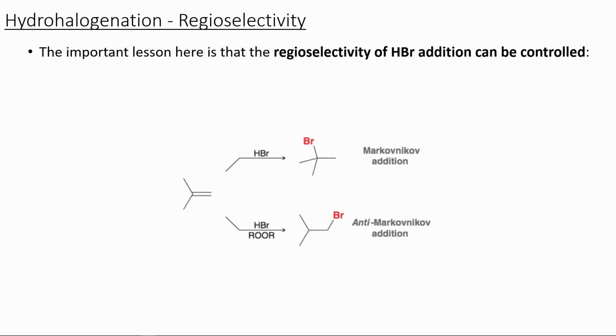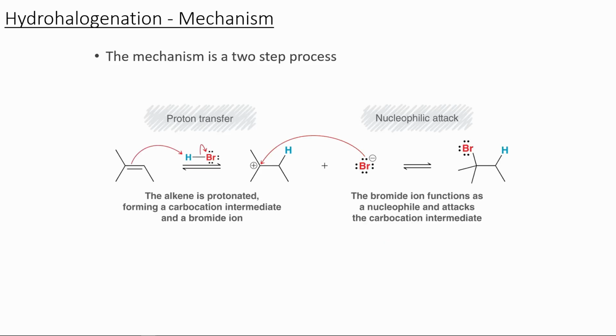But for now, if you have a double bond, we can do an addition reaction of a hydrogen attached to a halogen in the presence of just the hydrogen and the halogen. We're going to get Markovnikov addition, where the halogen attaches to the more substituted carbon. If peroxide is added, then we're going to have the halogen attached to the less substituted carbon. So these are two new reactions that you should be familiar with. We can now convert alkenes to alkyl bromides, or any alkyl halide, really. Let's take a look at the mechanism for this reaction.